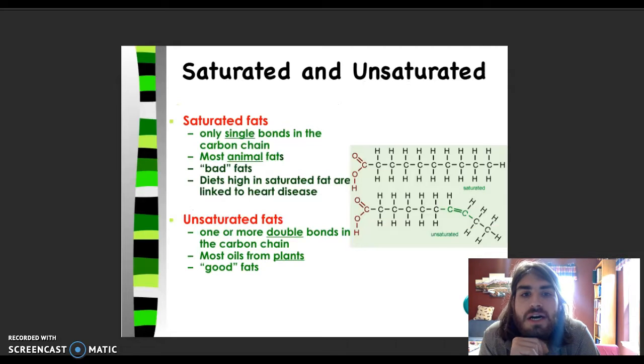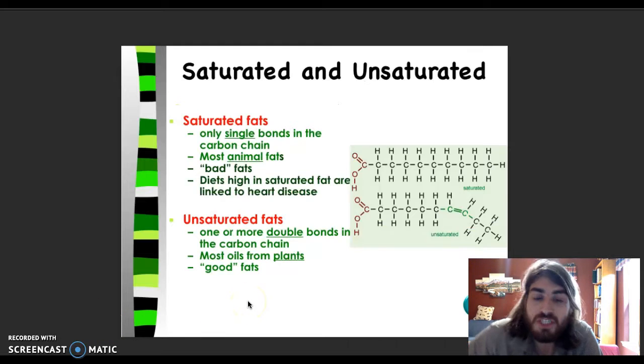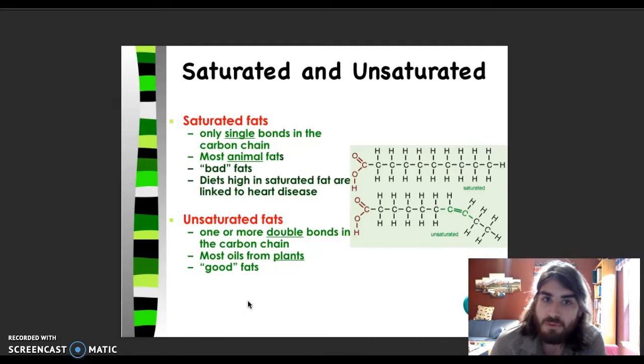Saturated fats. They're saturated and unsaturated. Saturated fats are only single bonds in the carbon chain. Most animal fats, they're considered the bad fats, what you don't want to have. Diets high in saturated fat are linked to heart disease. Fast food is a perfect example of foods like this.